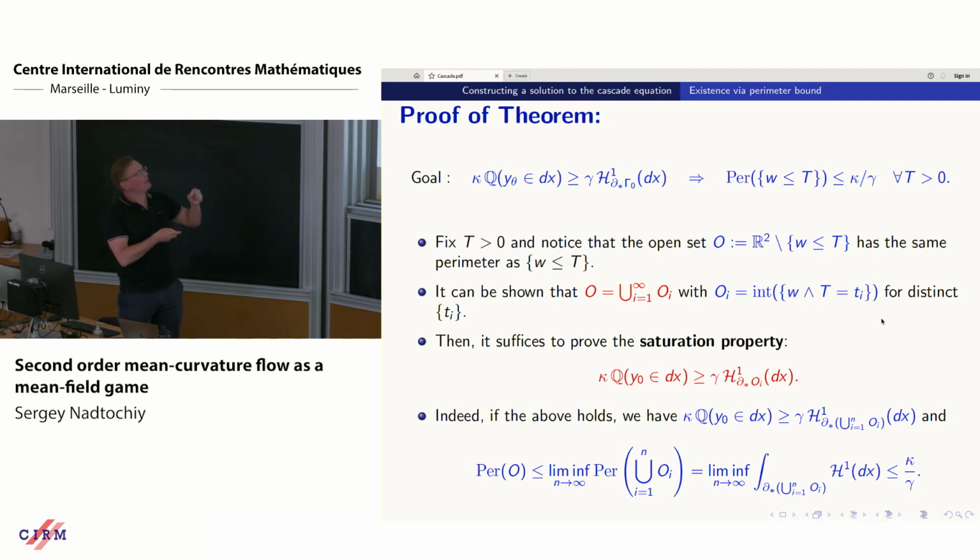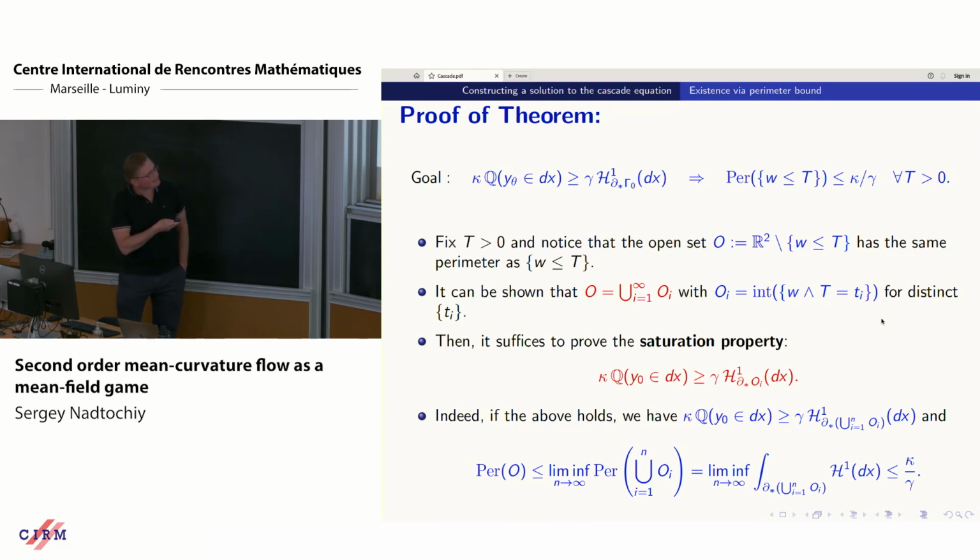I'm actually going to look specifically at these OIs, which end up being the interior of the level sets of this function. And you can prove that this is the case. Okay, so OI is the interior of the level set, not necessarily connected. Okay, so then what is sufficient is to prove this inequality. What is this inequality? It's a saturation.